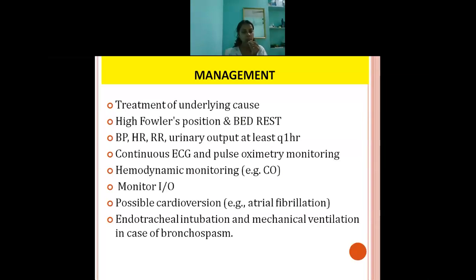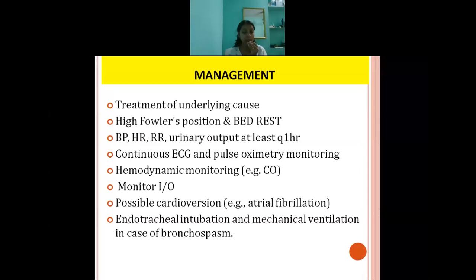Usually the position that we give is a high Fowler's position or a semi Fowler's position. Other than that, vital signs have to be monitored, including the heart rate, the blood pressure, respiratory rate, intake and output, or the urine output. Every hour, usually they will be monitoring the vital signs of the patient. Continuous monitoring of ECG and pulse oximetry by means of a cardiac monitor is very essential.